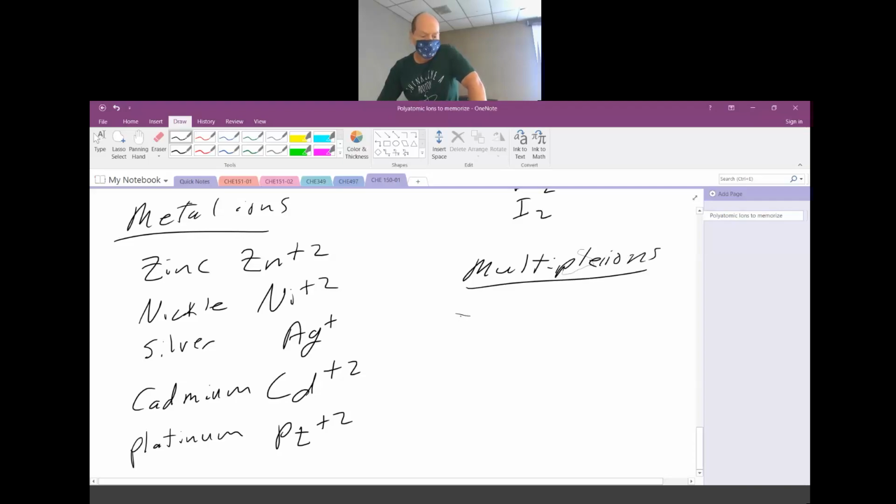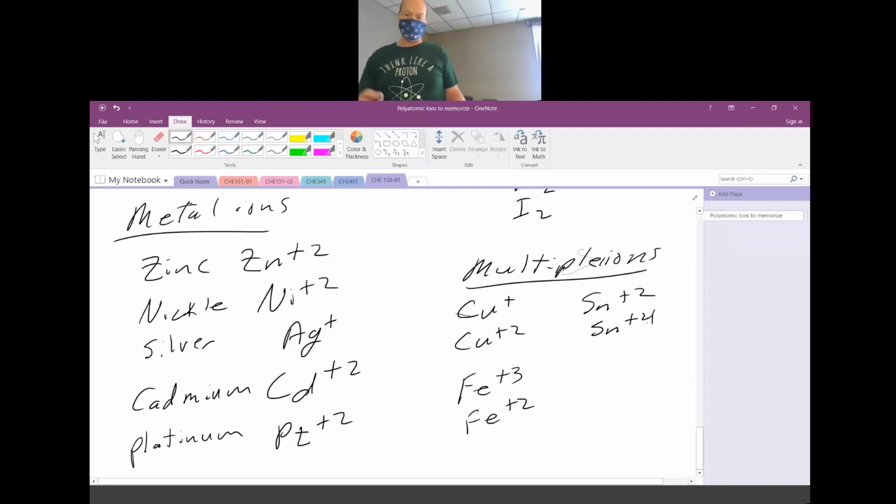The multiple ions that you need to memorize: you have your copper, and we already went through copper. Copper is +1, copper is +2. You have to know that iron is +3, iron is +2. I should put them in number order, whatever. So you have your +2 and your +3 for iron. You've got tin, that is +2, and tin, that is +4. So we went through those already. Make sure you know those.